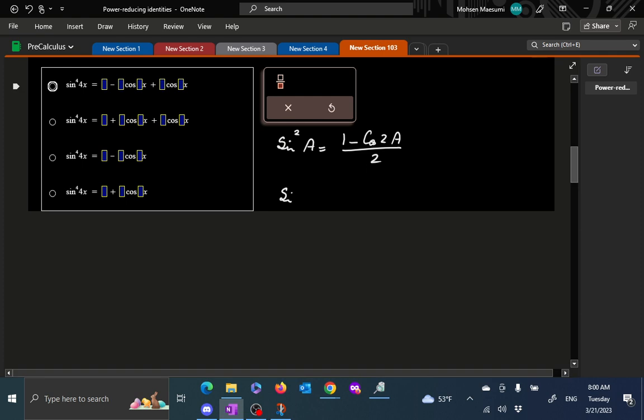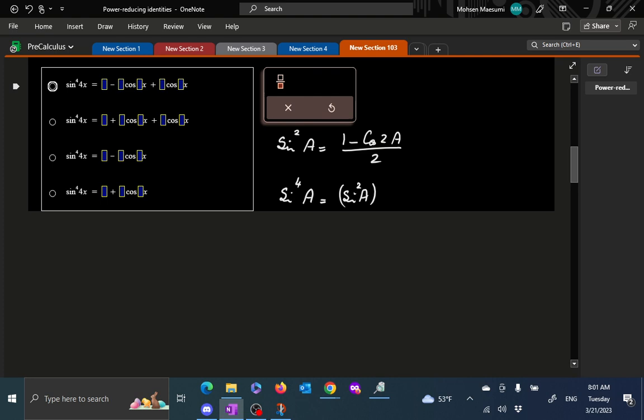So what am I going to do with power 4? One way to handle it is to think of it as a square of a square. Sine square, for that we have an expression, 1 minus cosine of 2a over 2. So what was inside the parentheses is now written this way, we just copied it. Now we have to square that.